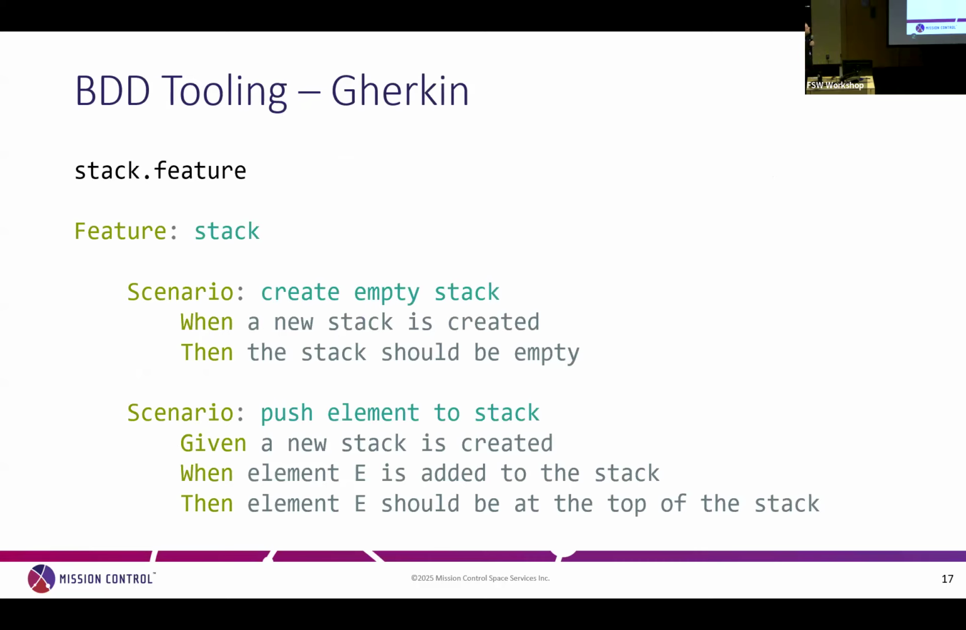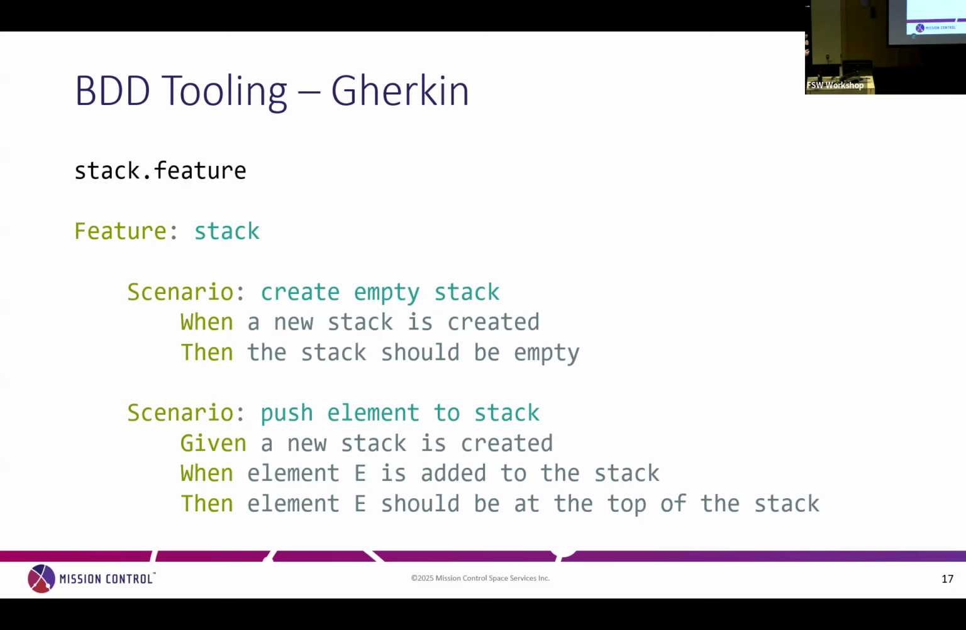So this is what a Gherkin file looks like. When you're adding a feature to your application, you create what's called a feature file. And you have a bunch of scenarios in that feature file that describe the behavior of our application. Here we have two. And here I have a very simple example of a stack. So you have one scenario to create an empty stack and one to push an element into the stack. So scenarios are basically test cases.